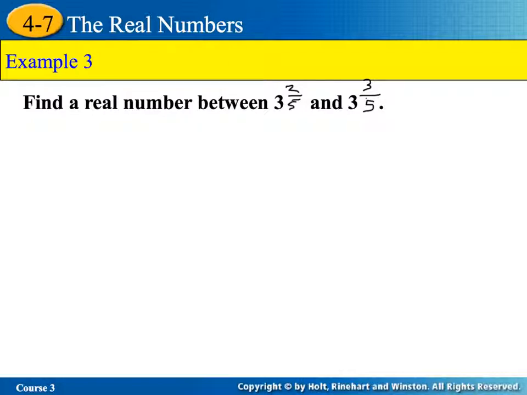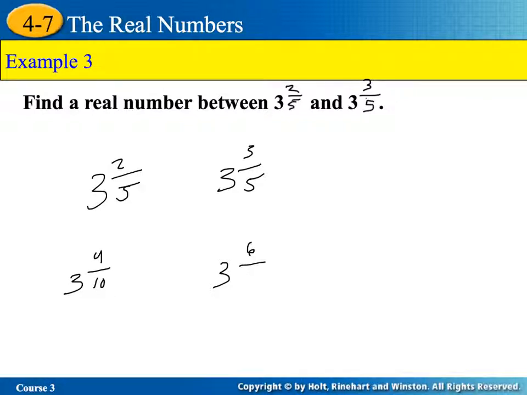Okay? So if I say find a real number between 3 and 2/5 and 3 and 3/5, you may be wondering, Mr. Sheeman, they're right next to each other. How is there a number in between? I always like to come up with the next denominator up. For instance, I like to multiply each of these fractions by 2. I would have 3 and 4/10. I'd also have 3 and 6/10.